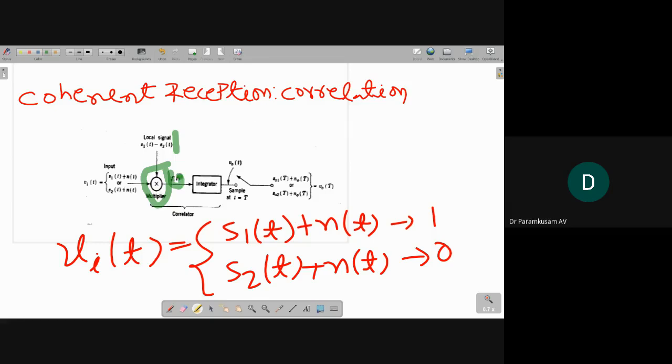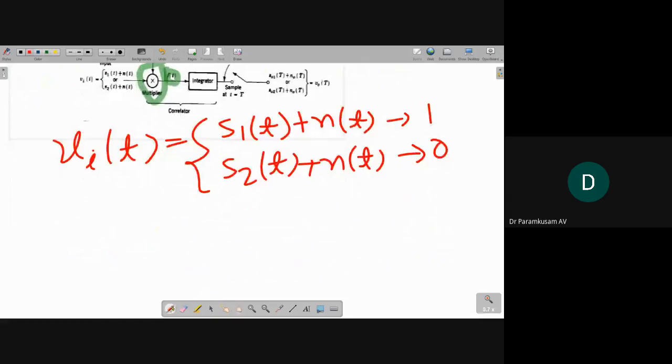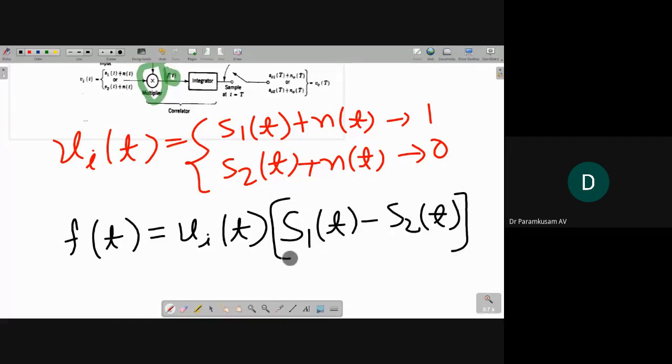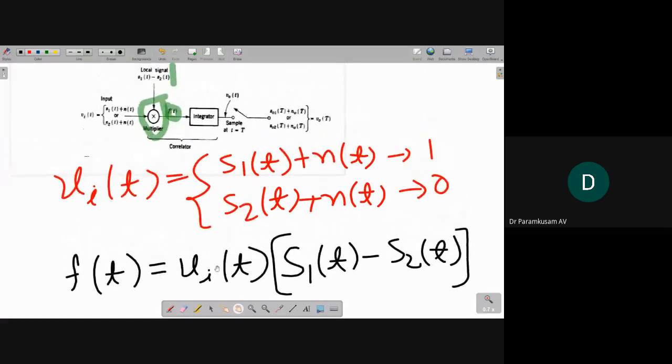The output of the correlator is F2 of t. Then what is F2 of t? F2 of t is equal to Vi of t into S1 of t minus S2 of t. You just see the figure. Here S1 of t minus S2 of t is multiplied with Vi of t. The output of that multiplier is F of t.